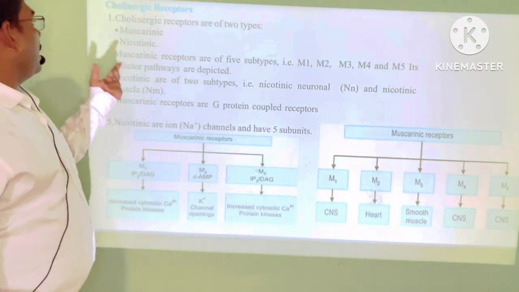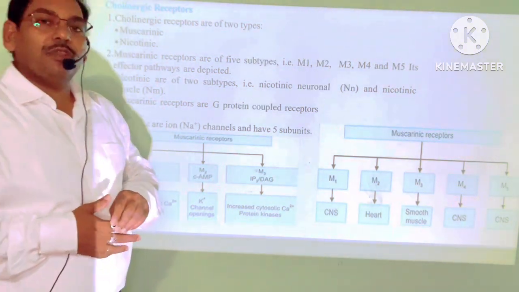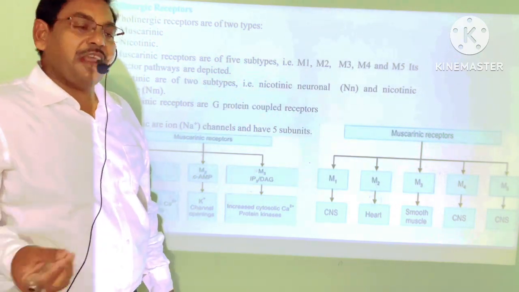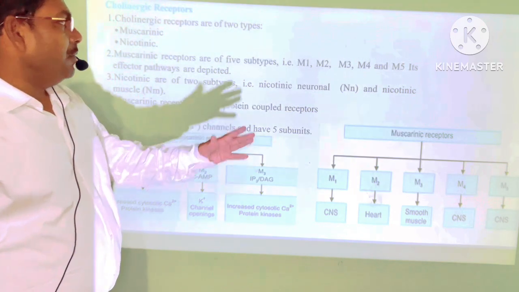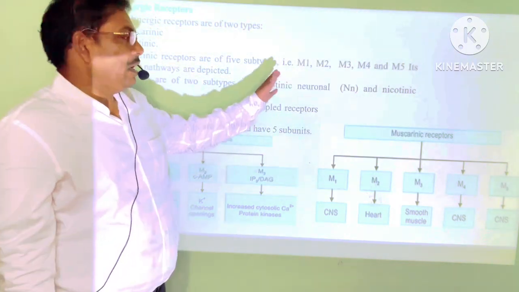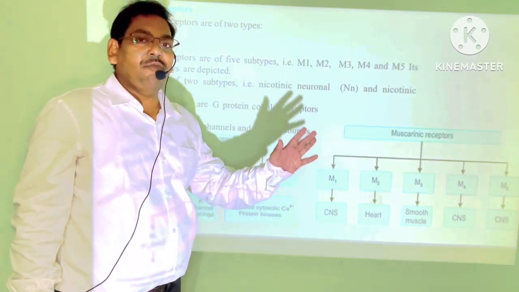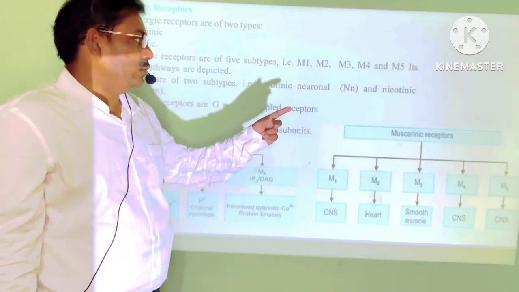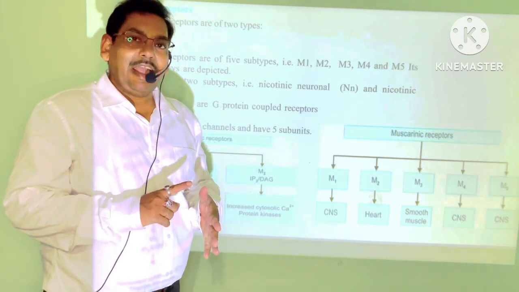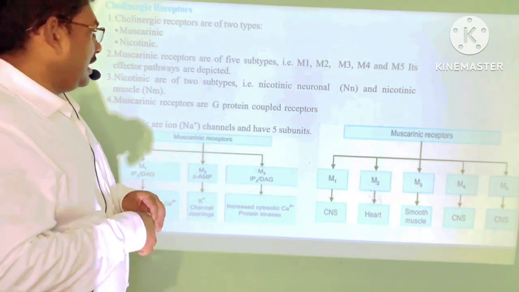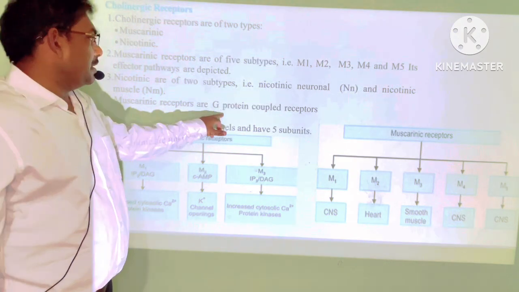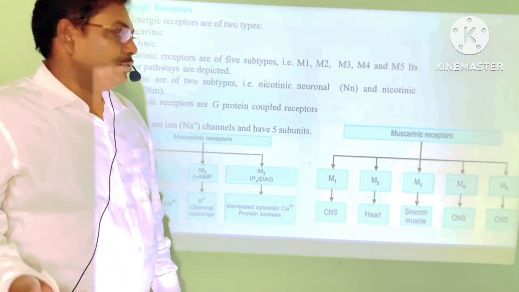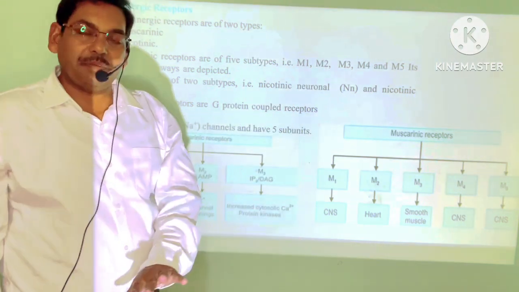These are the different cholinergic receptors: the muscarinic receptor and the nicotinic receptor. The muscarinic receptor is divided into 5 subtypes: M1, M2, M3, M4, M5, and the nicotinic receptor is divided into 2 types, known as NM and NN. The muscarinic receptor's transducer mechanism works through the G protein coupled receptor.